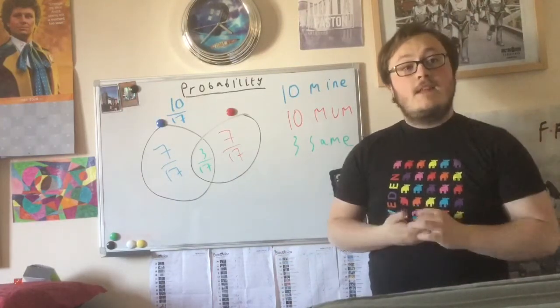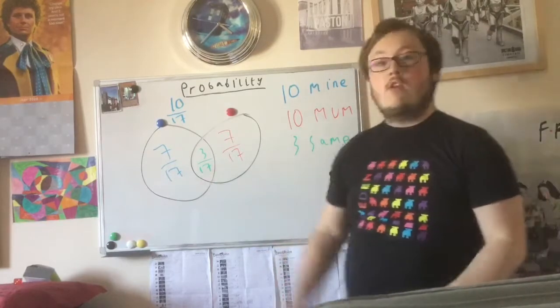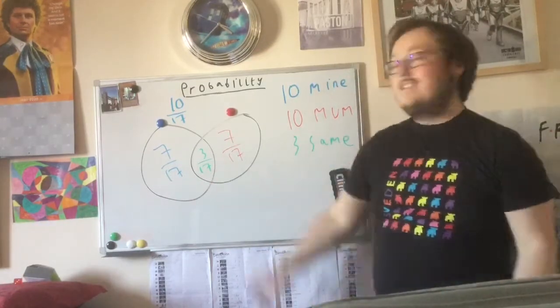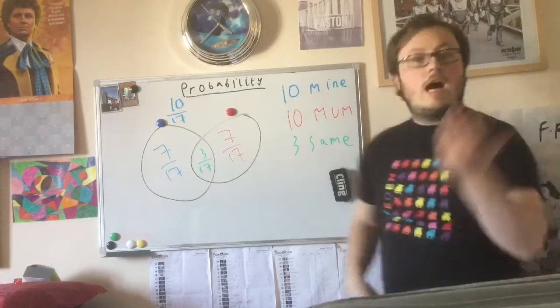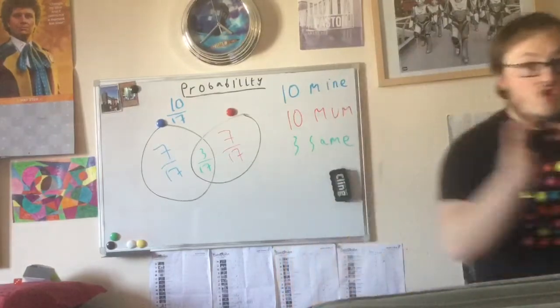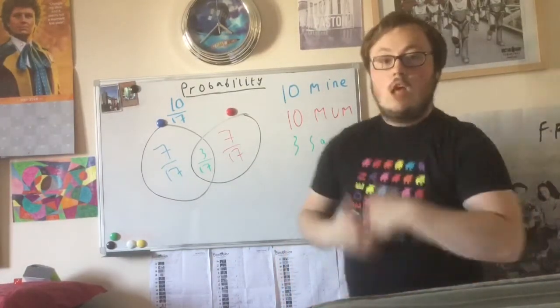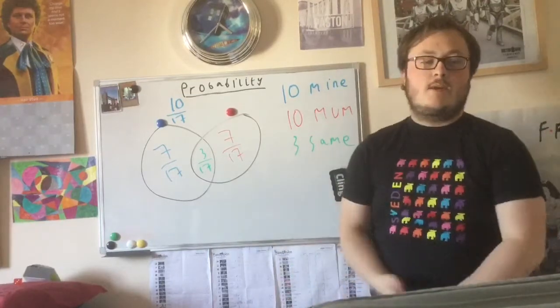What about the probability that we choose a film that's on both our lists? Well, that one, the Venn diagram tells us for us. It's 3 over 17. And then what about the probability that we choose a film that's on my mum's list, but not on my list? Well, that is 7 over 17. It's already given to us.